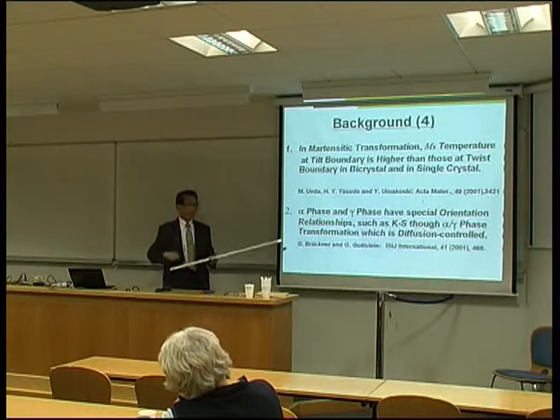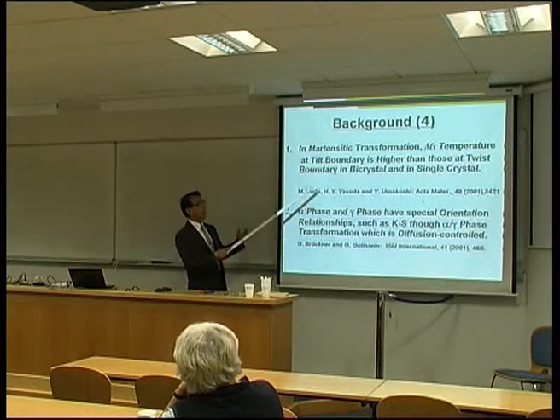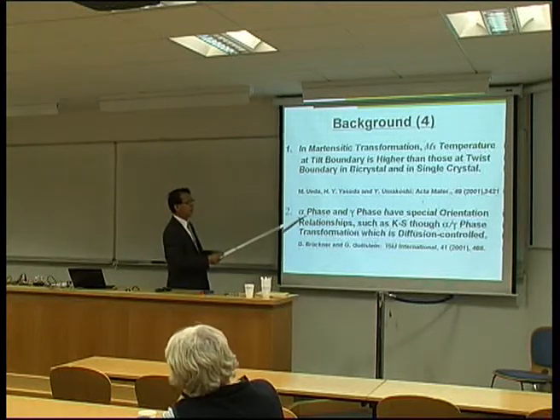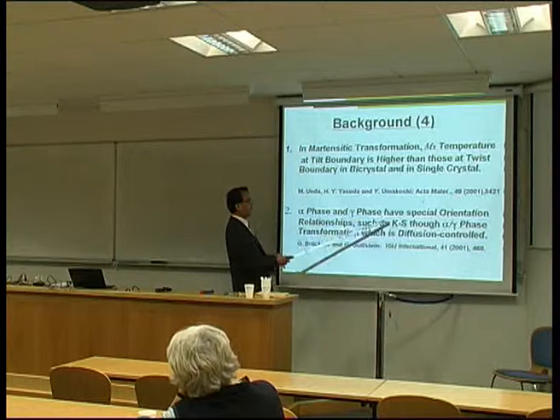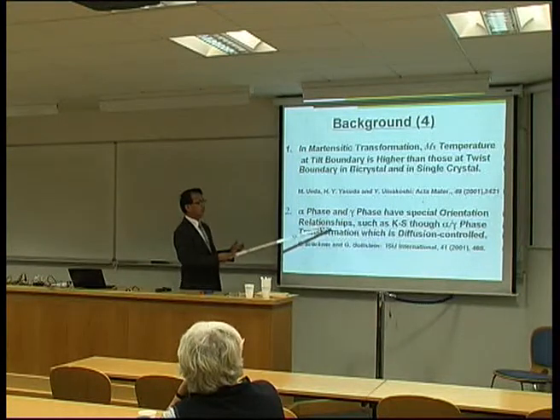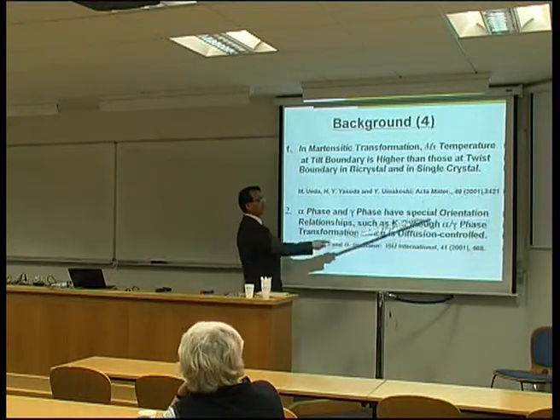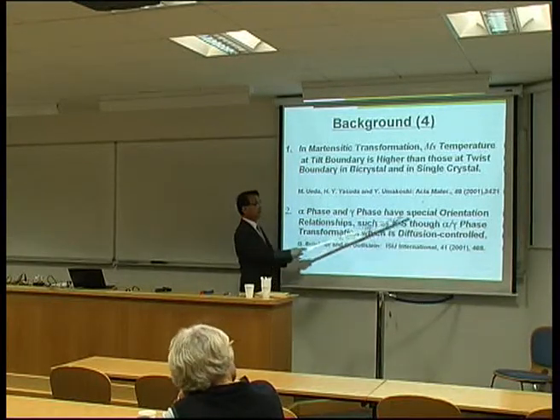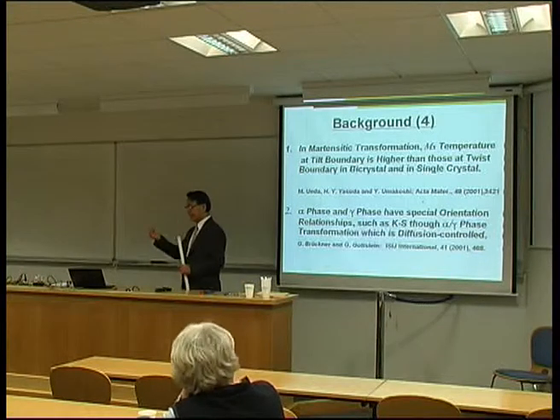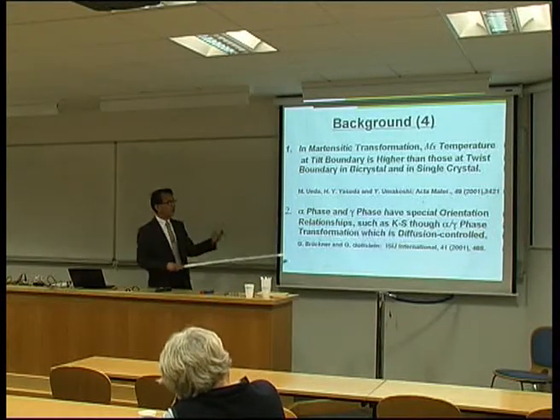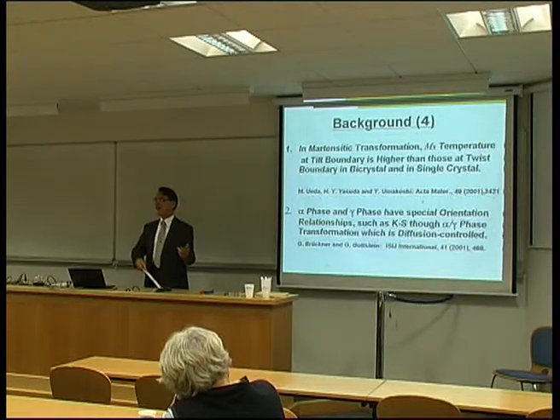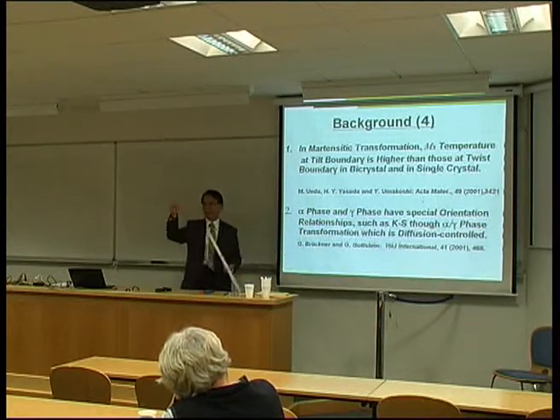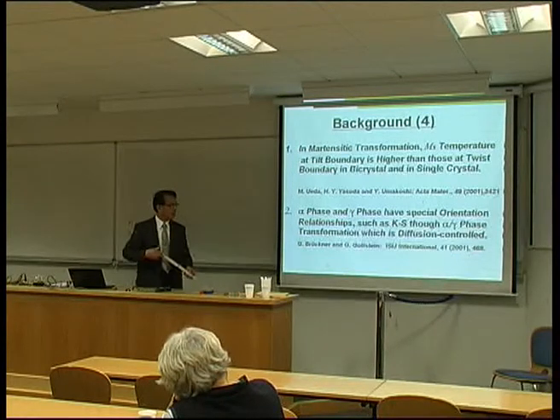If you are interested, please check by yourself. And also, as you know, in the case of alpha-gamma phase transformation in iron, between the alpha and the gamma phase, we often observe a special orientation relationship, like the Kurdjumov-Sachs orientation relationship. So what is the physical meaning of such a special orientation relationship between the matrix and the new phase?